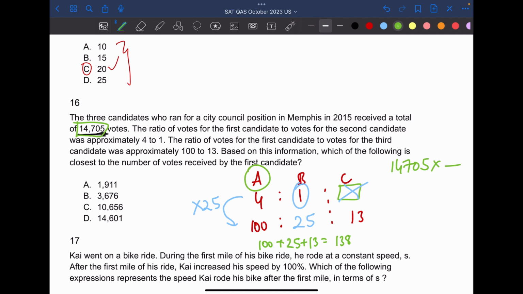But for candidate A, they only have 100. So 100 out of 138 goes for candidate A. That's the fraction of how much they take out of the ratio. So if you multiply that by 14,705, let's do that. 14,705 multiplied by 100 divided by 138 would give you approximately 10,655.7971. But obviously you want to round to the nearest whole number because you cannot have 0.79 of a person. That means the answer must be C.